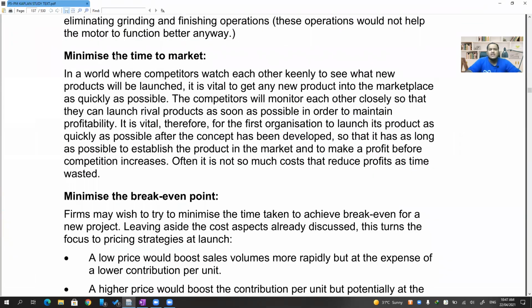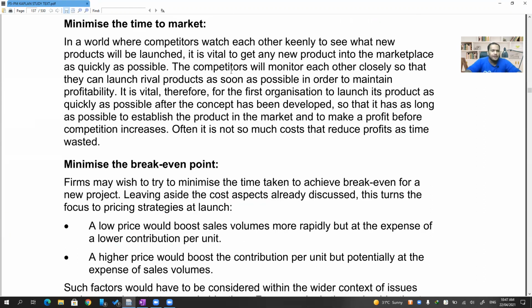What is this, minimizing the time to market? See, if you know what phases are involved in your product's life cycle and what costs are involved in that, if you are well equipped with the information, it becomes easier for you to launch into the market, since you already have all the information that is required. That's what they're trying to tell you.